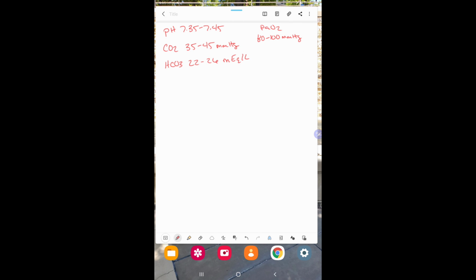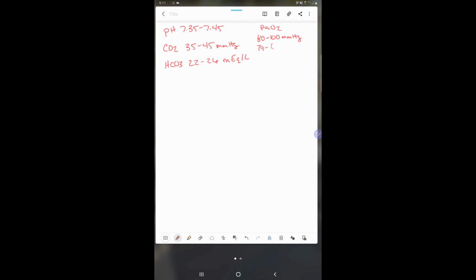And then I'm going to put 79 to 60. And then also 59 to 40. And then less than 40. Oops, put that backwards. Sorry. Trying to write faster than what my brain wants me to do. Okay, so there's our normal values again.